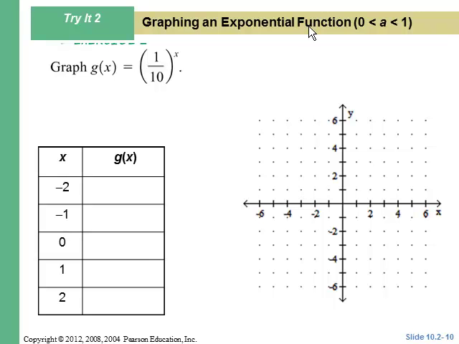You graph this one. -2 is 100. -1 is 10. 1 is 1/10, 2 is 1/100th. Back 2, up 100. Back 1, up 10. 0 is 1. 1 is a 10th. 2 is a 100th. So it's going to be like this.